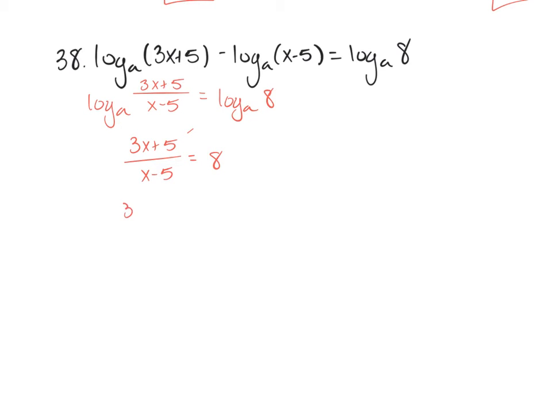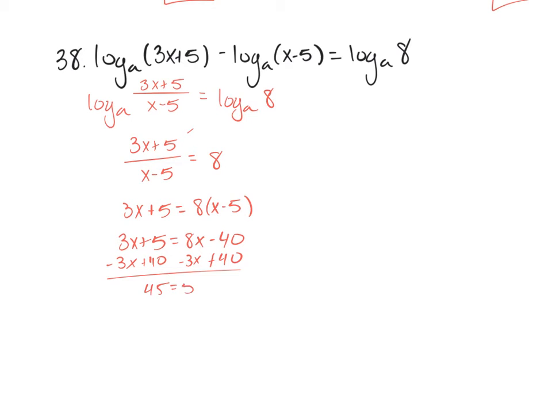I'm going to multiply both sides by x minus 5. So I get that 3x plus 5 is equal to 8x minus 40. I'm going to add 40 to each side and subtract 3x. I get 45 is equal to 5x. x is equal to 9, which with a quick mental check does work in our equations here.